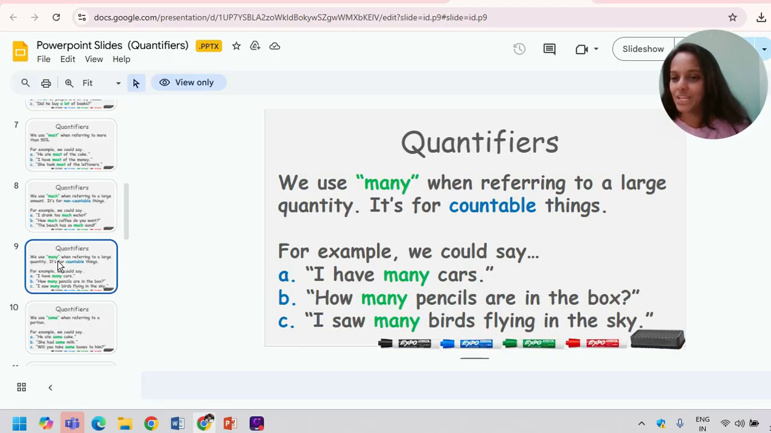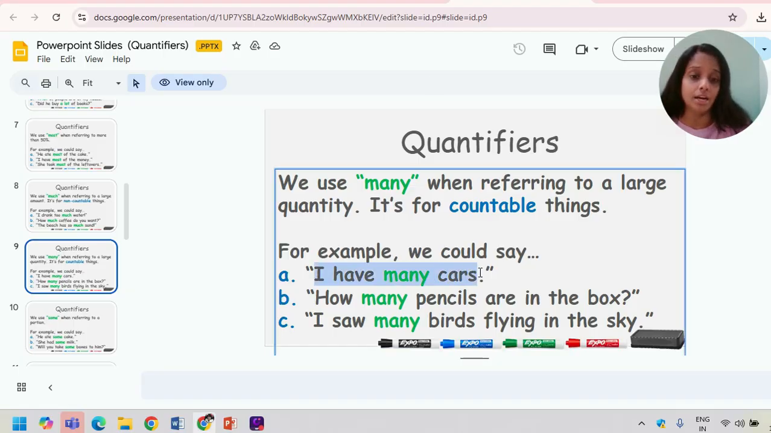Now, the next word here is many. The quantifier we are going to look at here is many, the partner of much. You can use many when you are talking about a large number of countable things. The examples here are: I have many cars. How many pencils are in the box? I saw many birds flying in the sky. So these all are countable things. That's the reason we are using the quantifier many. Many equals a lot of countable things.